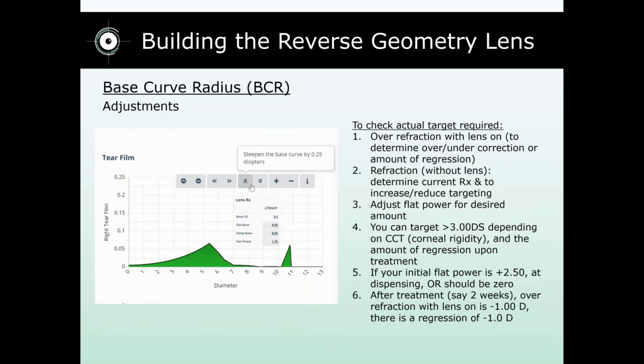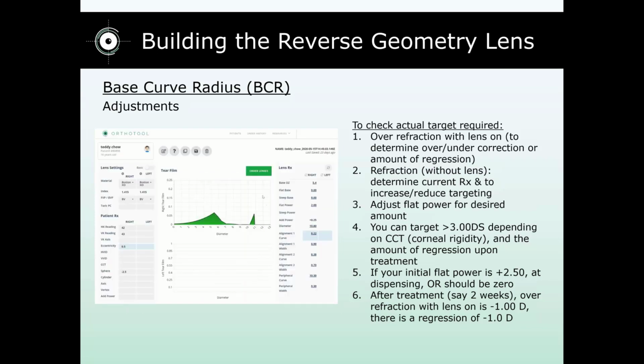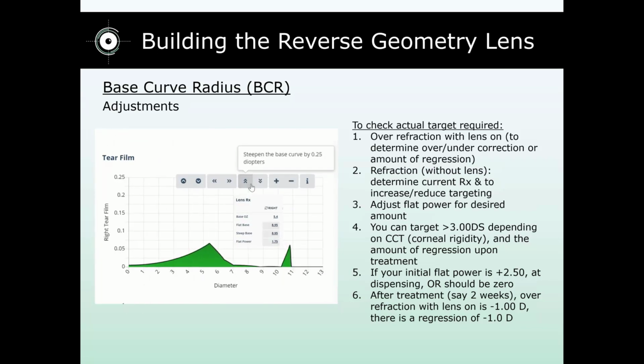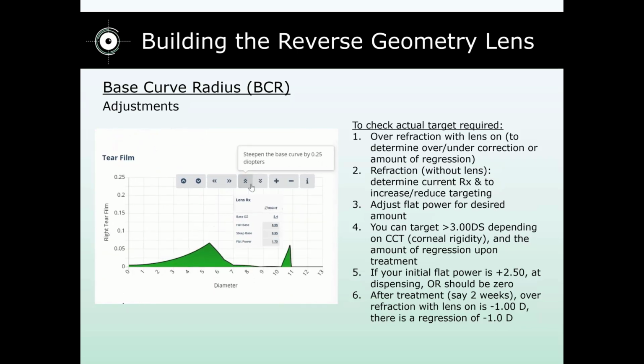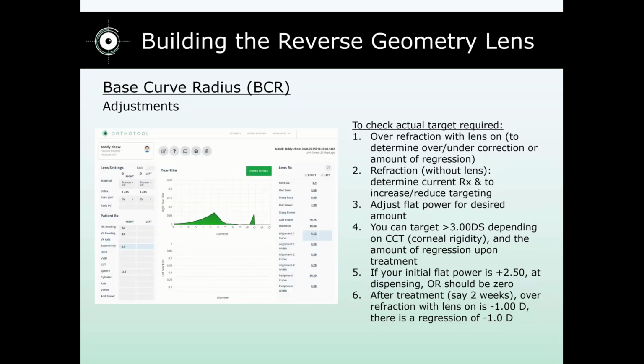To check the actual target required, do over-refraction with the lens on to determine over- and under-correction or the amount of regression. Refraction without lenses determines the current RX, to increase or reduce targeting; adjust the power for the desired amount. You can target over 3 diopters depending on CCT, the corneal rigidity, and the amount of regression upon treatment. If your initial treatment flat power is +2.50 at dispensing, over-refraction should be 0. After treatment, say 2 weeks, if over-refraction with the lens on is -1, that means there's a regression of 1 diopter.